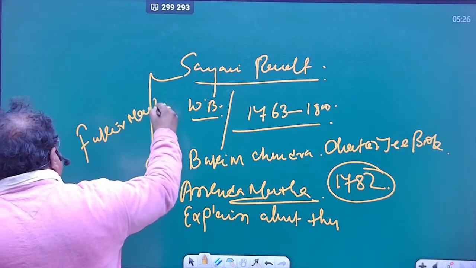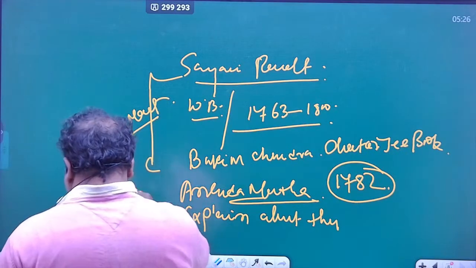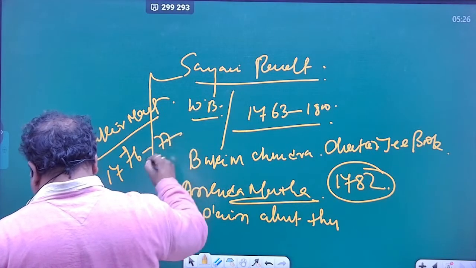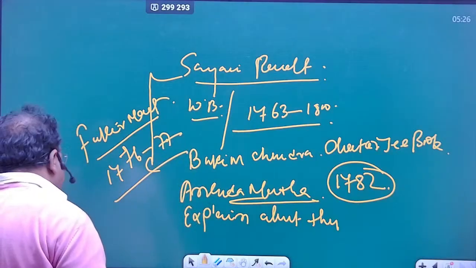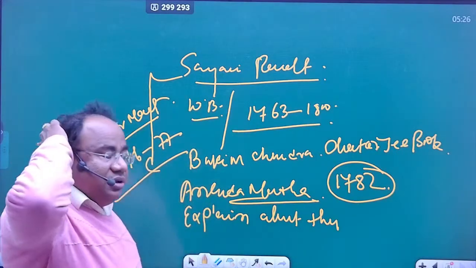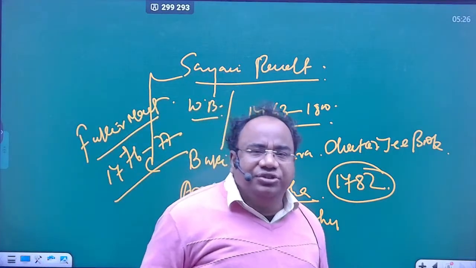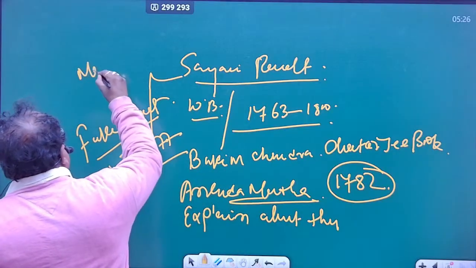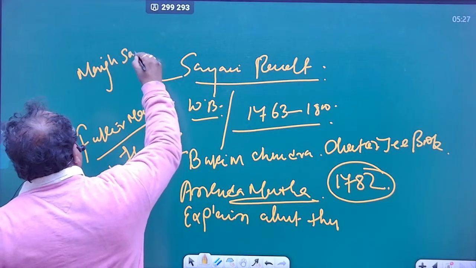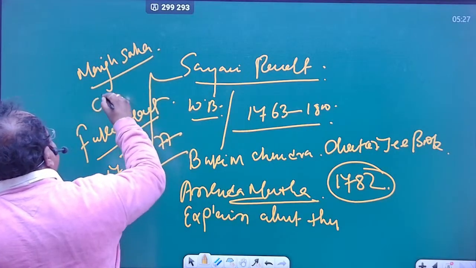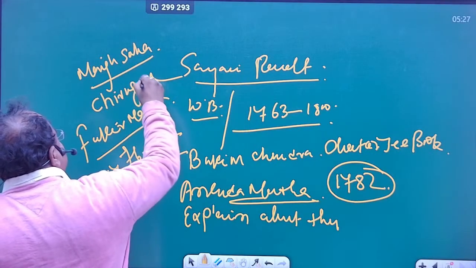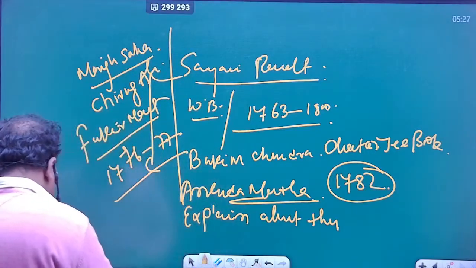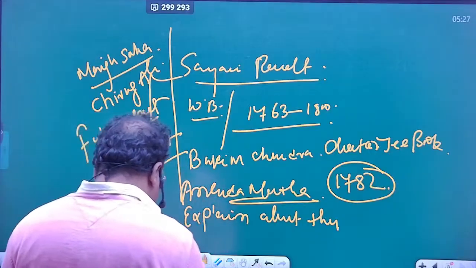Now one very famous movement, that is the Fakir movement. This movement is also related to exploitation. 1776, 77. Manju Shah and Chirag Ali. Remember, two famous leaders, Manju Shah and Chirag Ali, related to the Fakir movement that started in Bengal and the rest of India, right?